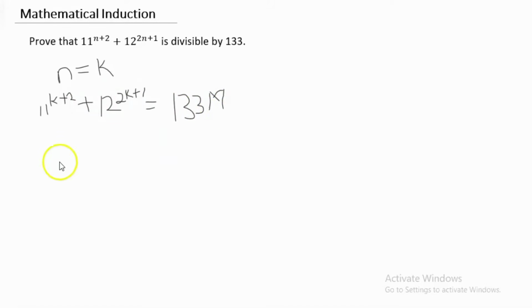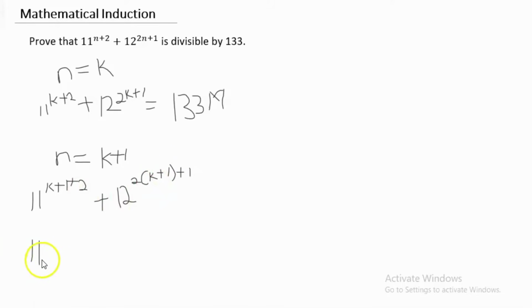Okay, so now that we have that out of the way, let's now prove that n is equal to k plus 1. So the same process, wherever we see n, we simply put k plus 1. So we have 11 to the power of k plus 1 plus 2, plus 12 to the power of 2 into k plus 1, plus 1. Okay, so now let's just open everything out.